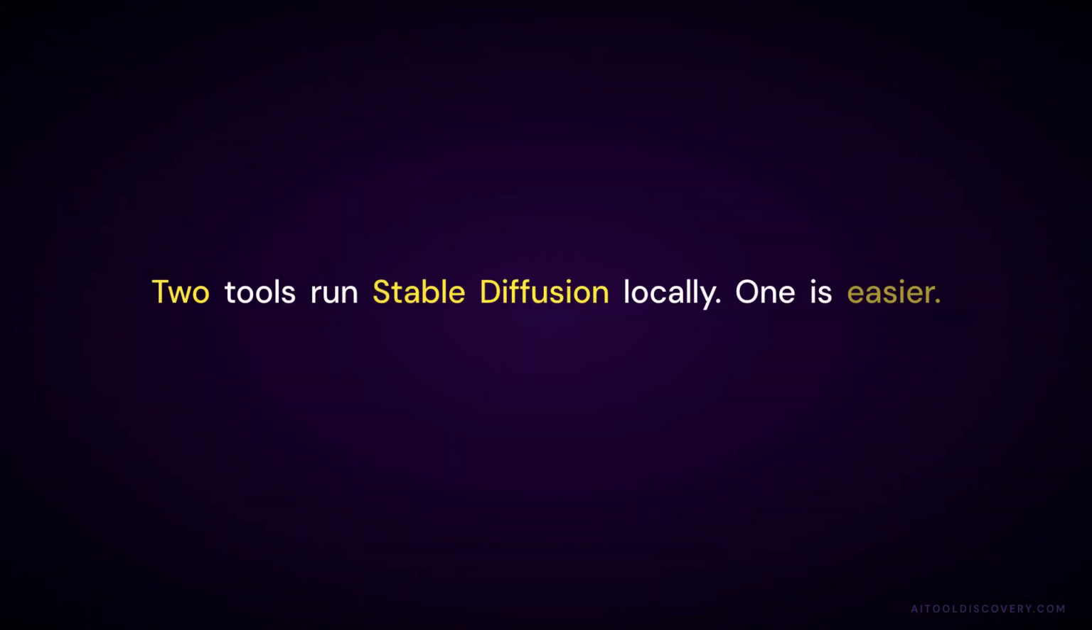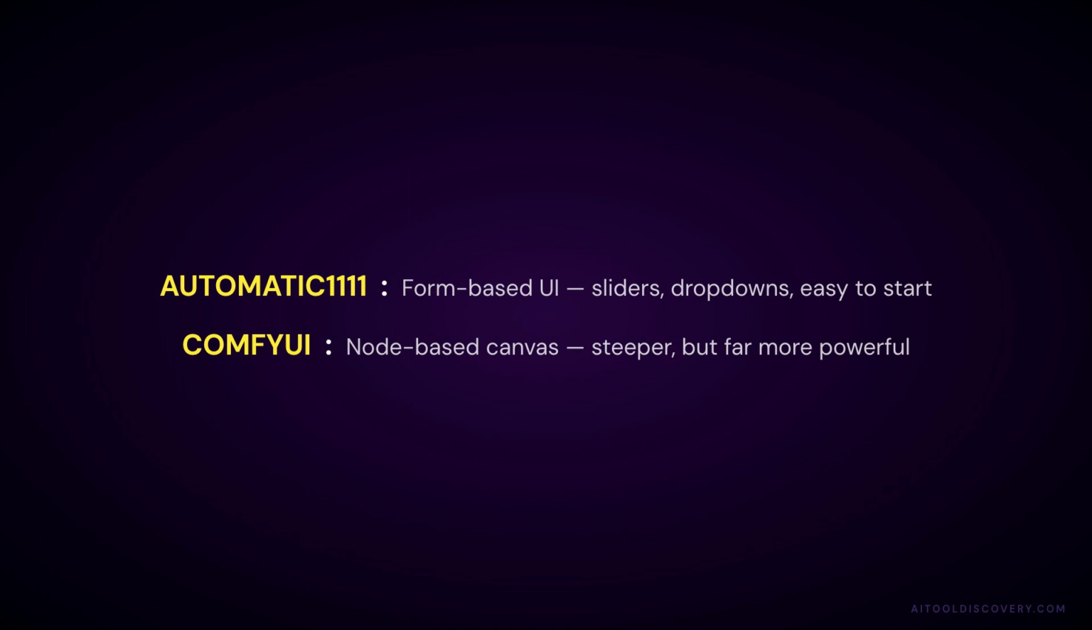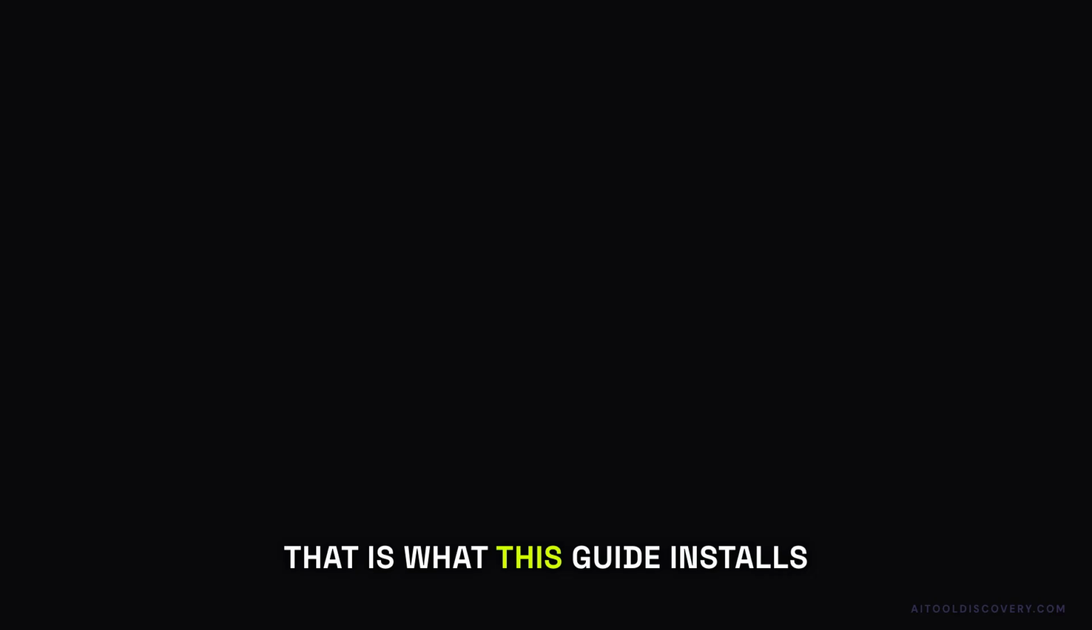Two tools run Stable Diffusion locally. Automatic 1111 has a traditional form-based interface, easier if you are completely new. ComfyUI uses a node-based canvas, steeper to start but far more powerful. Most serious users have moved to ComfyUI. That is what this guide installs.